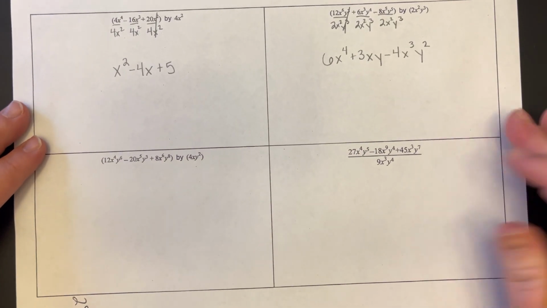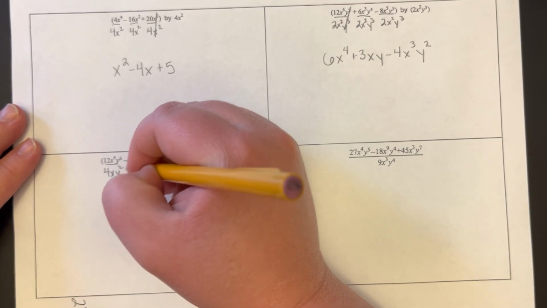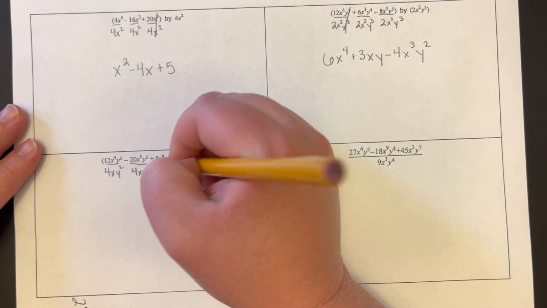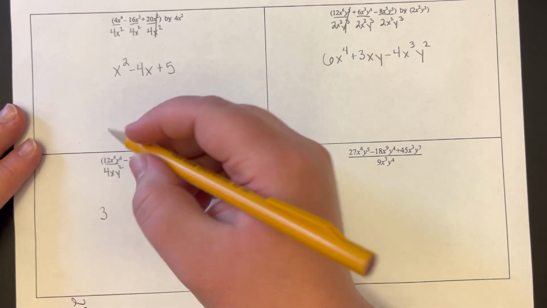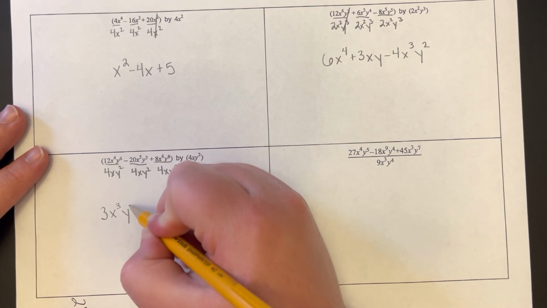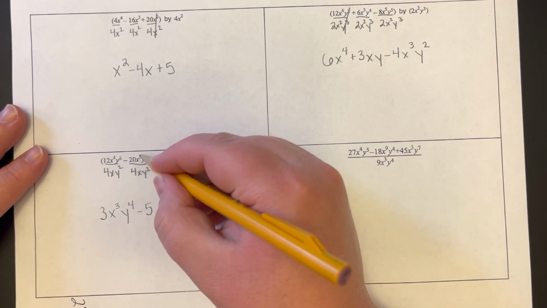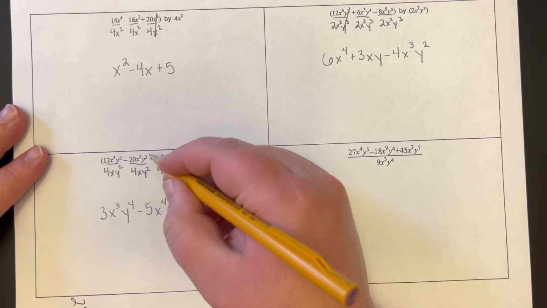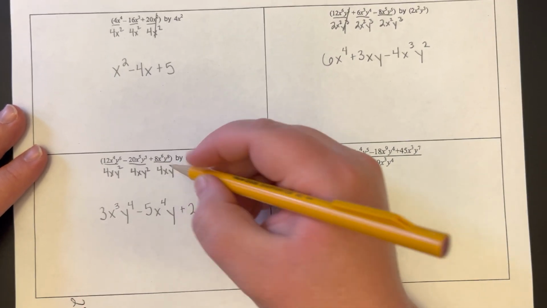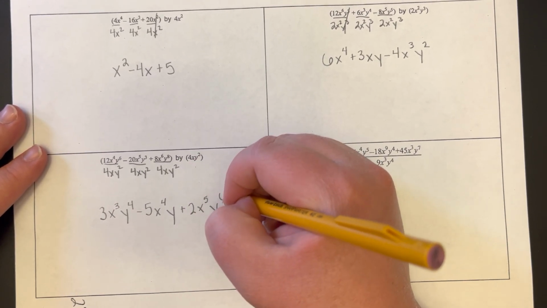Couple more. Same thing, 4xy squared. That's what we're dividing by. Twelve divided by 4 is 3. X to the 4th over x to the 1st is x to the 3rd. Y to the 6th over y to the 2nd is y to the 4th. Negative 20 divided by 4 is negative 5. X to the 5th over x is x to the 4th. And then y to the 3rd over y squared is just y. 8 divided by 4 is 2. X to the 6th over x to the 1st is x to the 5th. And y to the 8th over y squared is y to the 6th.